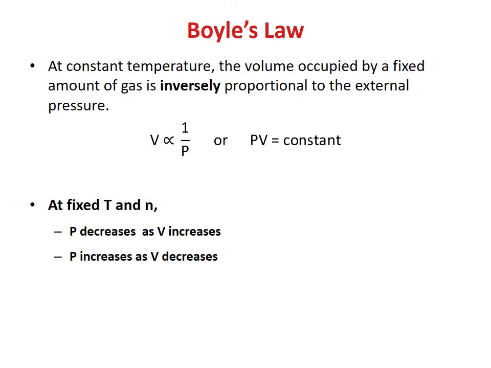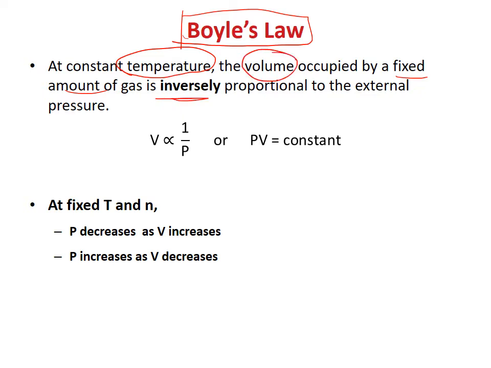One of the gas laws is called Boyle's law. It is experimentally found that when temperature is kept constant, the volume occupied by a fixed amount of gas is inversely proportional to the external pressure. So volume and pressure are inversely proportional. Mathematically, we can write volume is proportional to the inverse of pressure, or pressure times volume is constant.